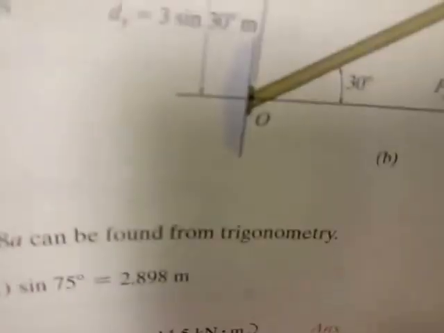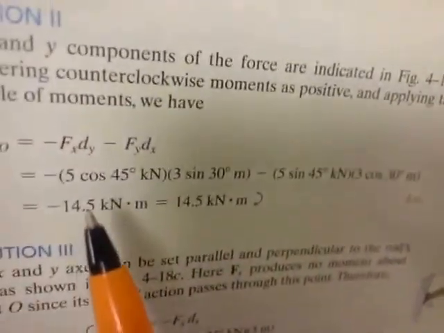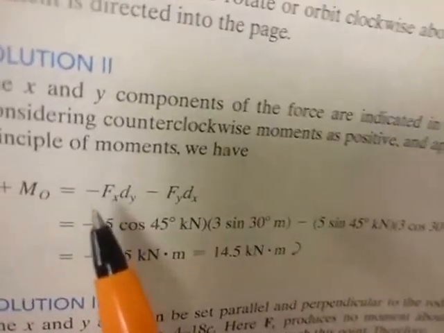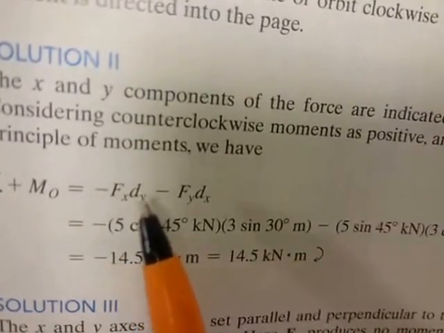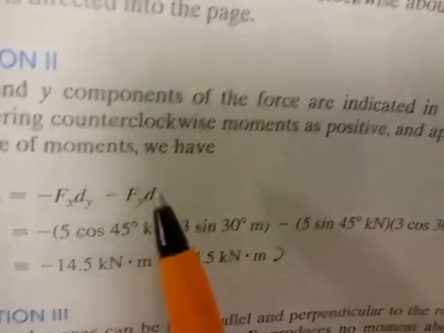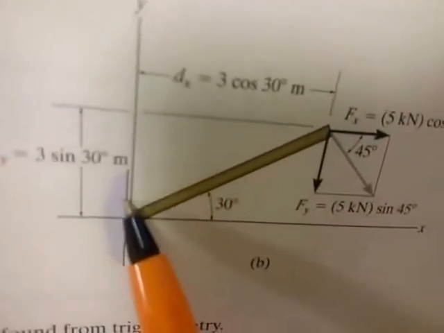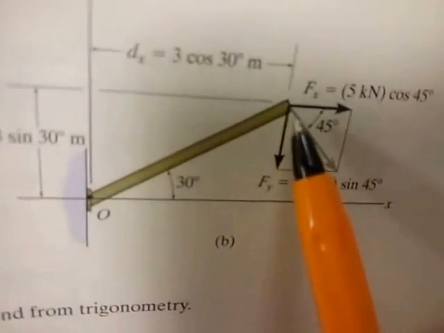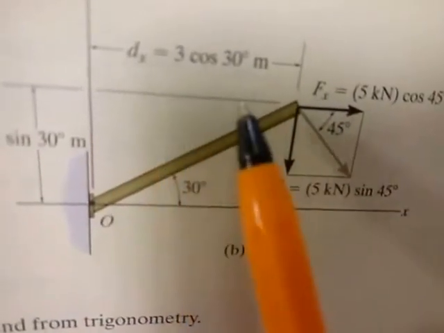So what we've got here, we've got two clockwise moments. So immediately you can see, oh, okay, I've got a negative moment, and I've got another negative moment. Fx times dy minus fy times dx. So fx times this dy, and then we've got another moment, fy times dx. Okay? So let's come back here.